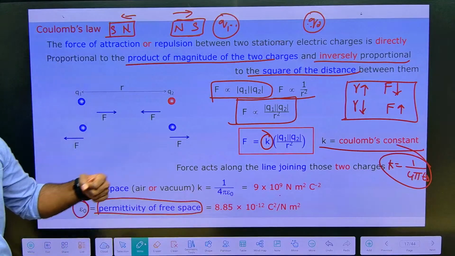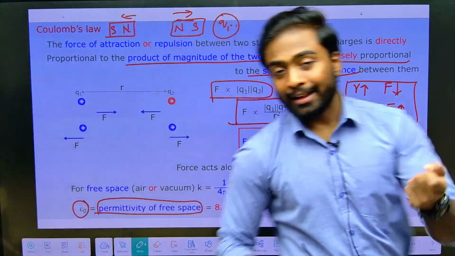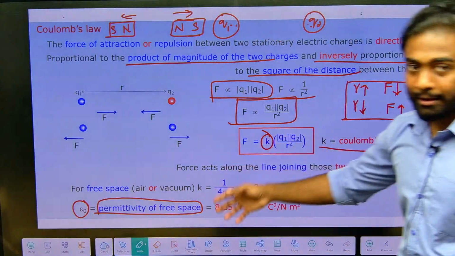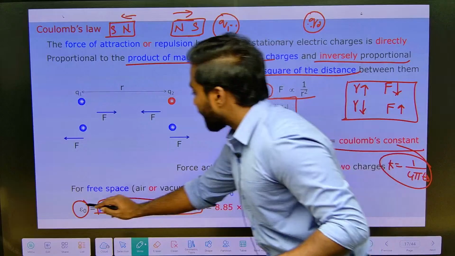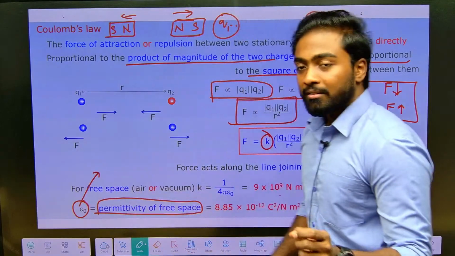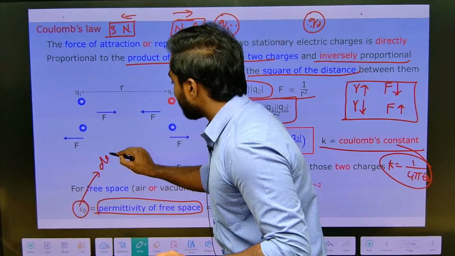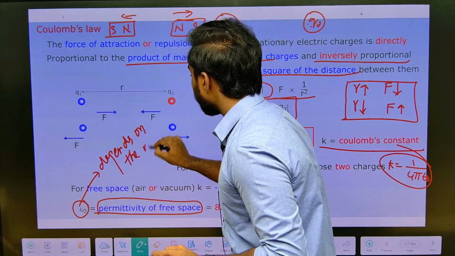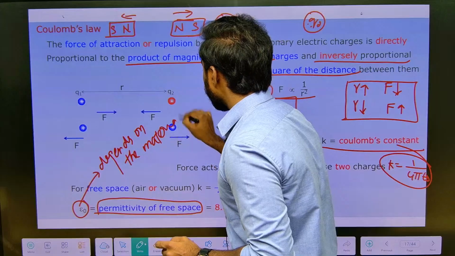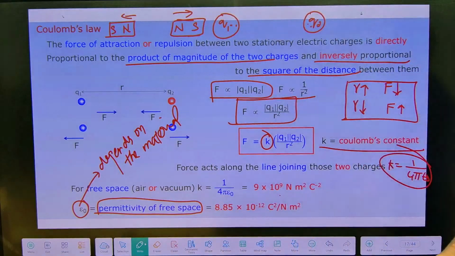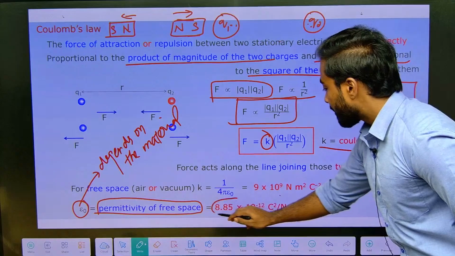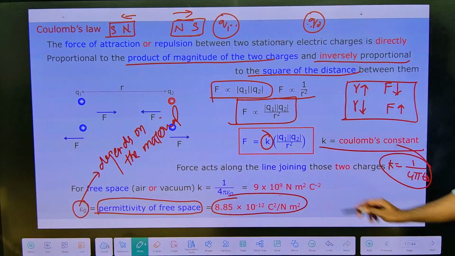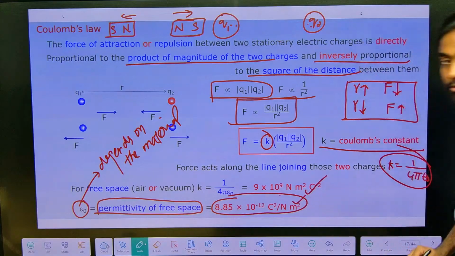It indicates how much the electric field is permitted in the space or in any material. So this epsilon naught varies depending on the material. The epsilon naught value is 8.85 into 10 power minus 12. You should remember the values of both K and epsilon naught.